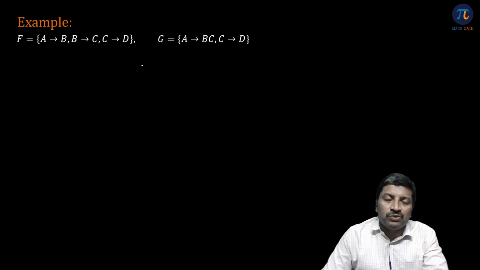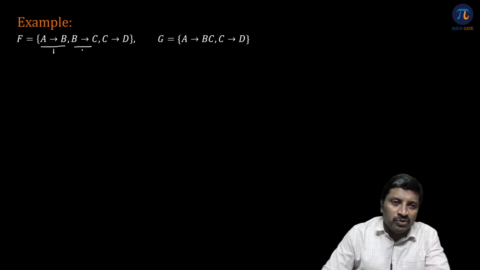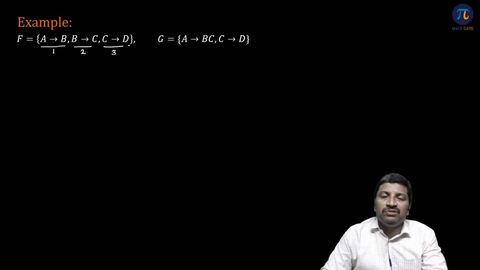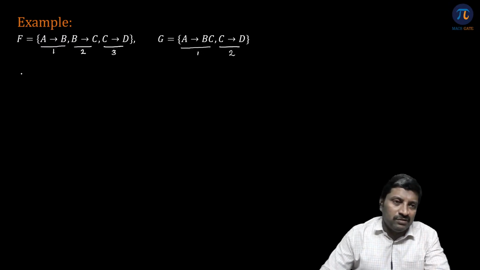Suppose these are the two sets of functional dependencies. In the first set F, I have A goes to B, B goes to C, C goes to D. We have three functional dependencies. In the second one, G, we have A goes to BC, C goes to D. And we need to verify whether these two are equivalent or not. The first step is we need to verify whether F covers G or not.